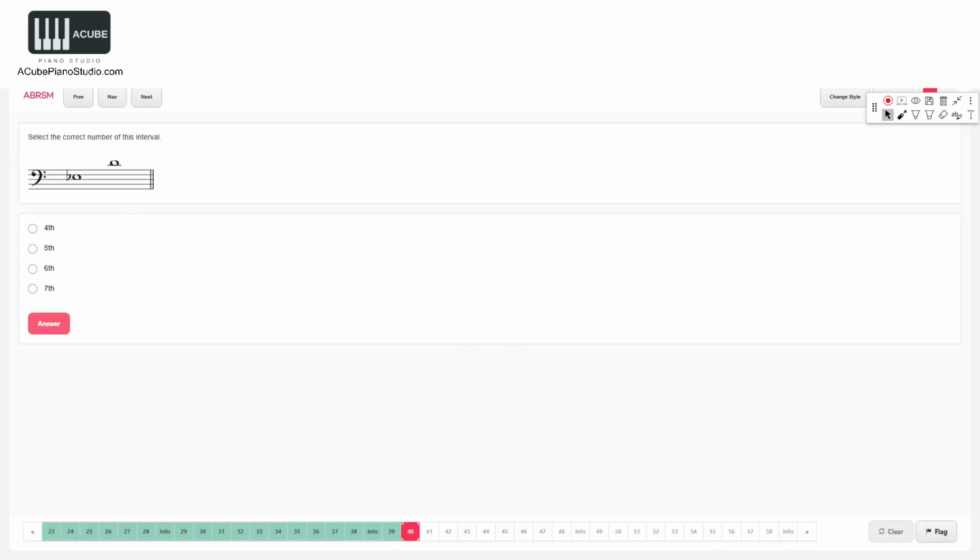Now let's take a look. Select the correct number for this interval. So it's E flat, then F, G, A, B, C, D. So 1, 2, 3, 4, 5, 6, 7. So it's the 7th.